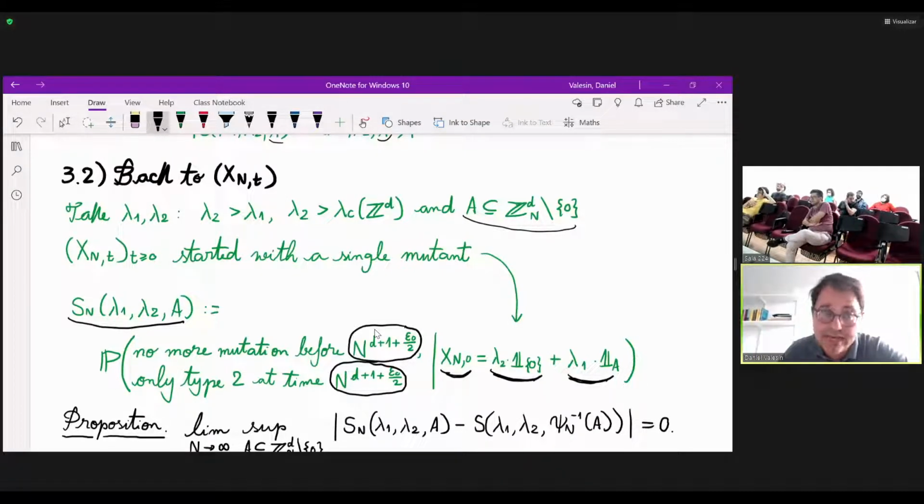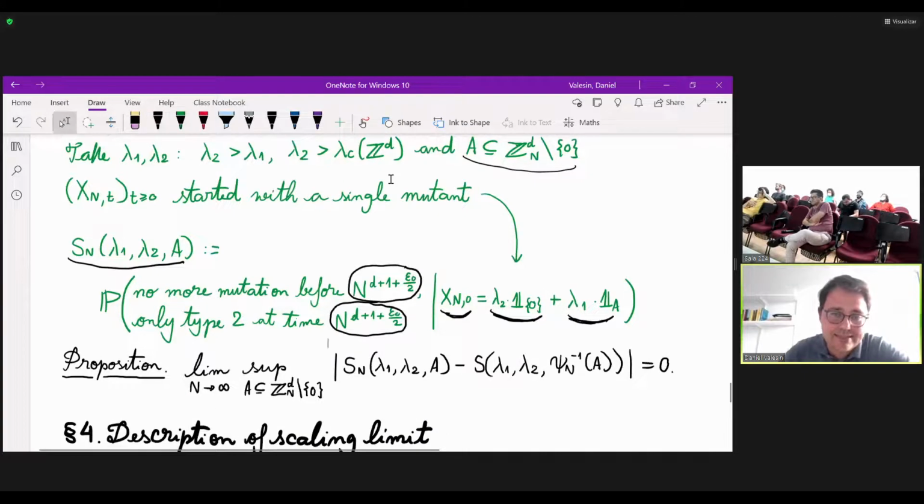That's S_n. And the proposition that we prove is that this S_n is very close to S when you take n to infinity. The statement is uniform over the choice of A. The reason there is a psi here is that A lives in the torus, so you have to transport it to Z^d. So S_n is getting closer and closer to S, uniformly in A, when n goes to infinity.